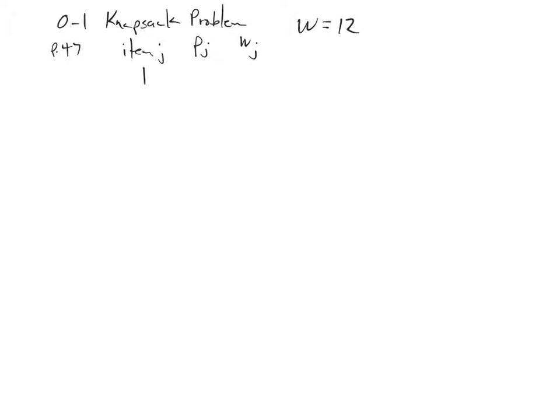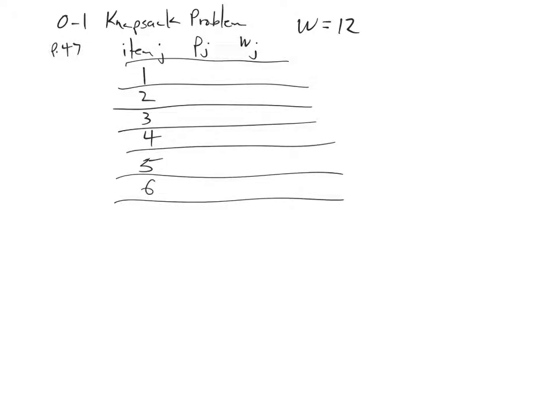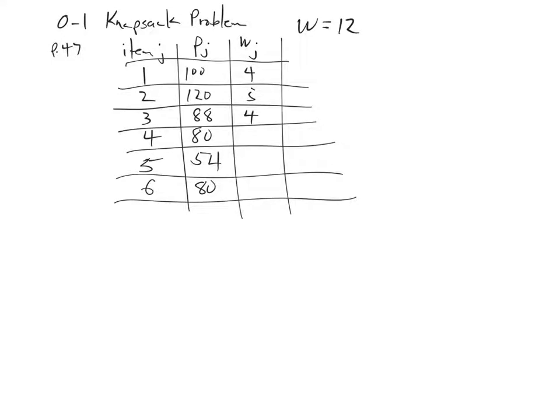So the items are 1, 2, 3, 4, 5, and 6. I'm writing these all down, but the profits are 100, 120, 88, 80, 54, and 80, and the weights are 4, 5, 4, 4, 3, 5.